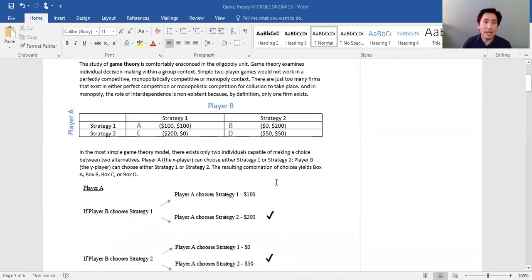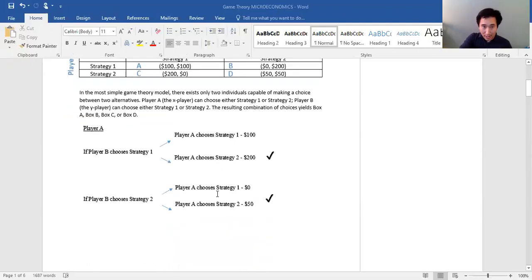So player A either has strategy 1 or strategy 2. I kept it really generic just so that you get an idea or a feel of how this actually works here. So player A can either choose strategy 1 or strategy 2, and player B can choose strategy 1 or strategy 2 as well. And if you look at box A, B, C, and D, those are the outcome boxes that can result when either player A or B combine to make decisions. But again, keep in mind that player A or B are not choosing box A, B, C, or D. They're choosing either strategy 1 or strategy 2 here.